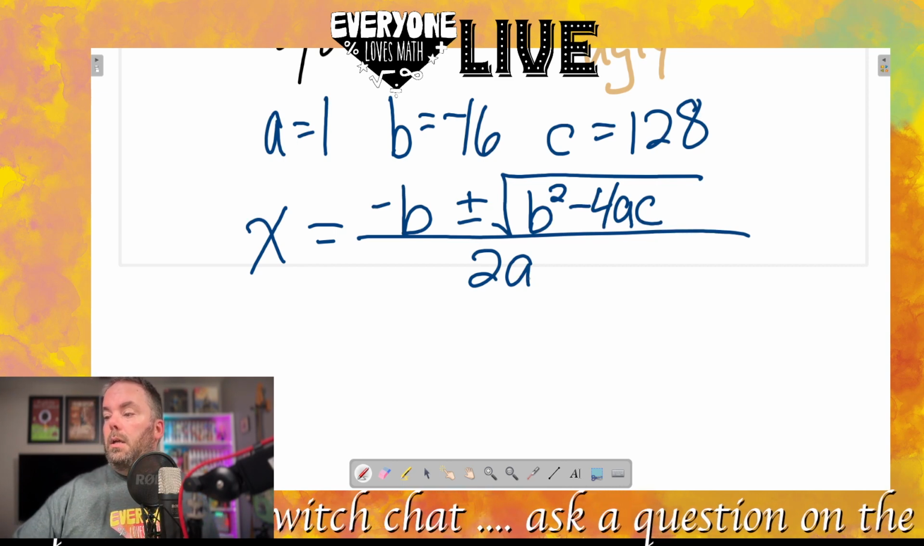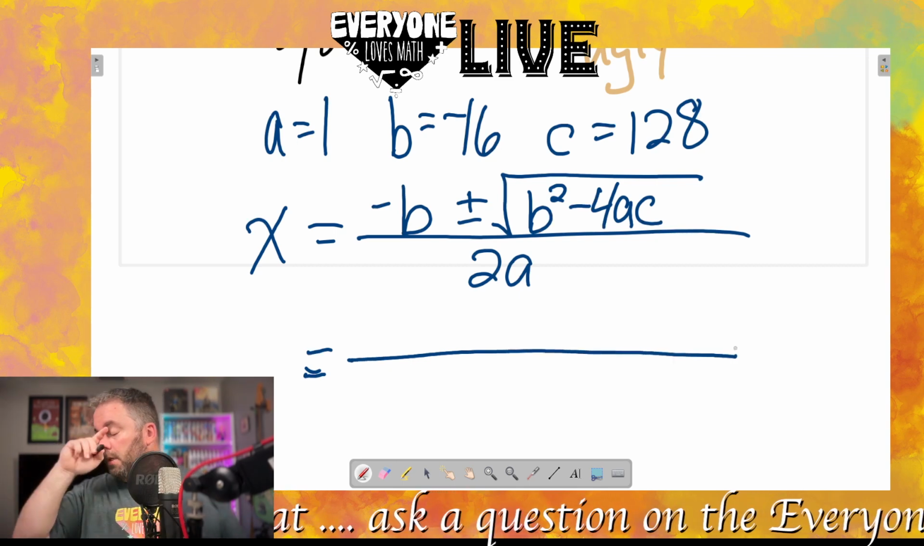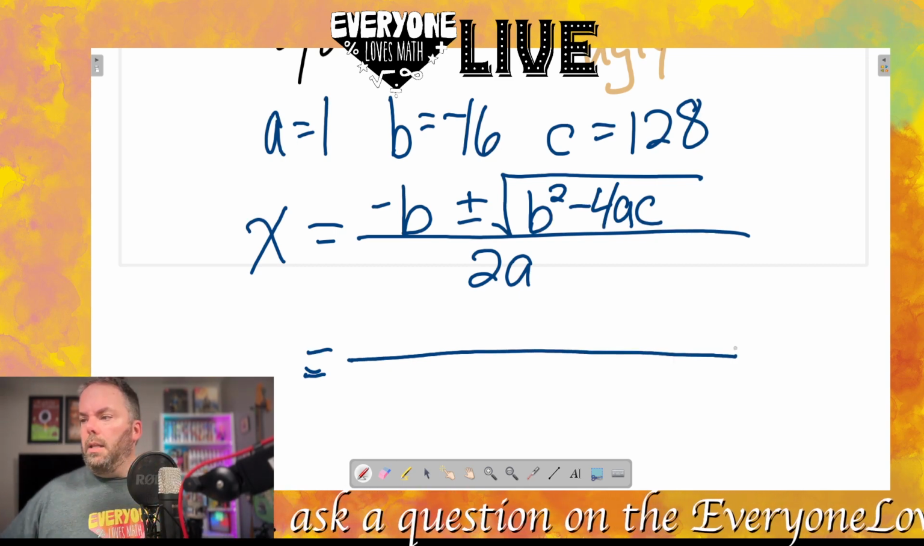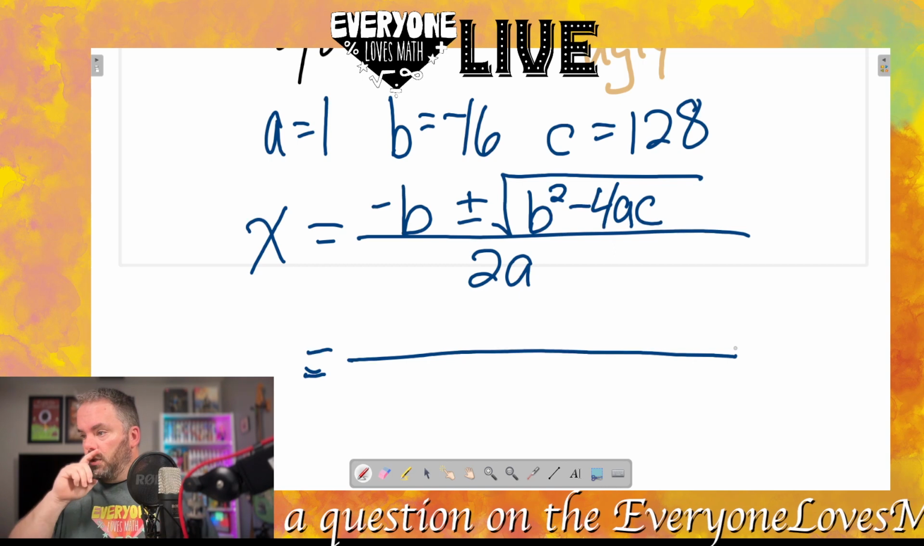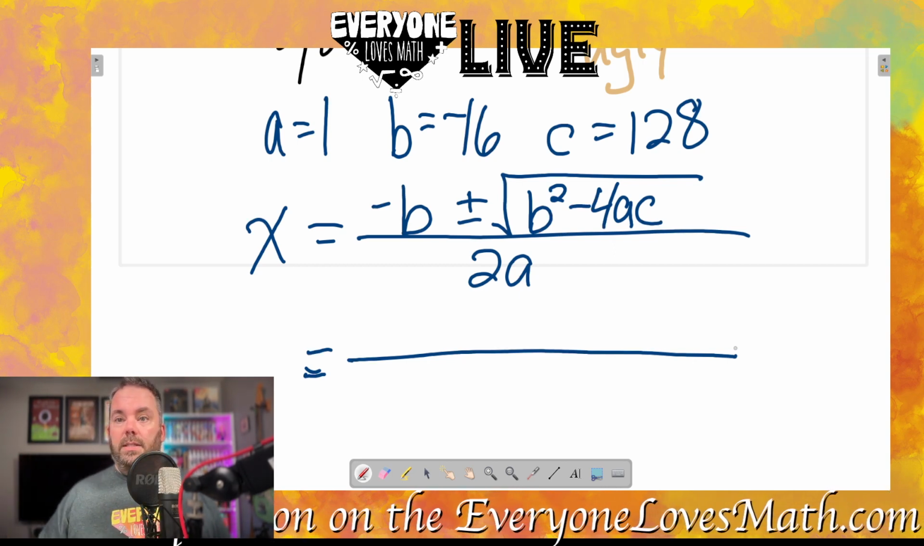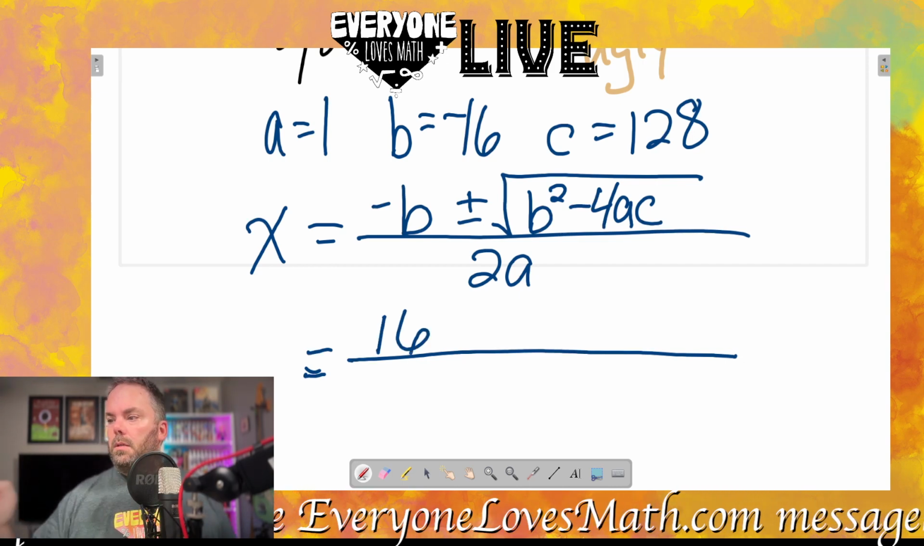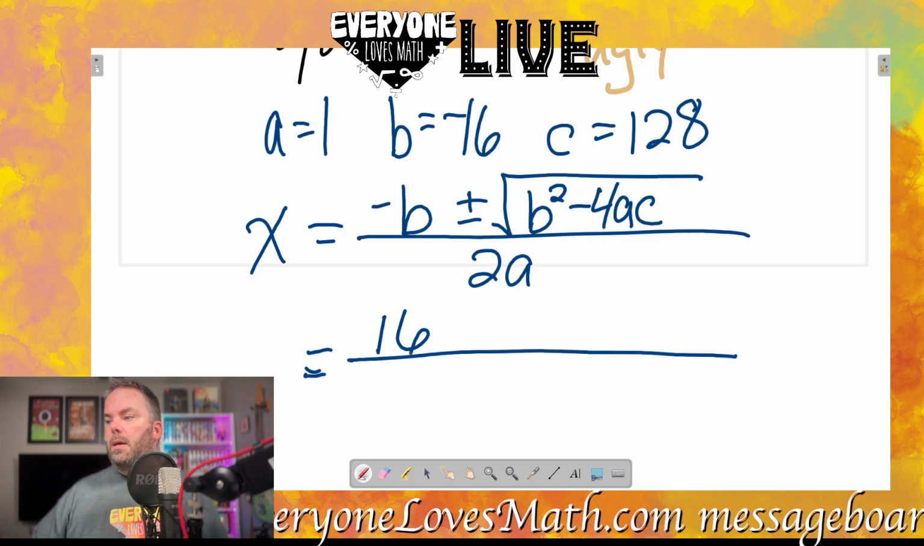So let's see here. Equal sign. Ooh, that's an equal sign. Big old fraction. All right. And let's put some numbers in. So we have to start with the opposite of b. Well, b is negative 16. So the opposite of that would be positive 16. So that's where we're starting. The opposite of b.